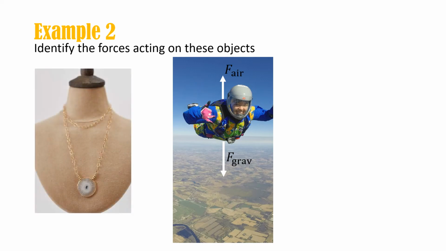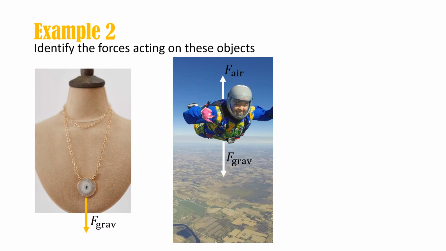Next example. Here we've got a pendant that is hanging around the neck. Now this is just a statue, but it's still got those same forces in play. So what are our forces? Well, again, we've got gravity pulling it down. That's not going to change. But this time, that chain is what's holding it.